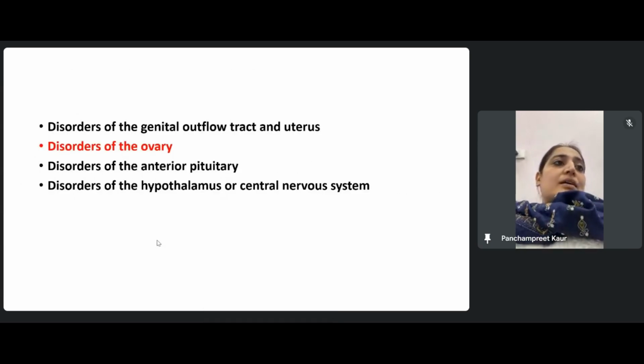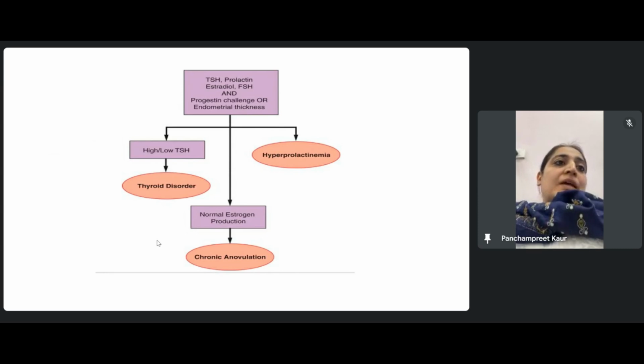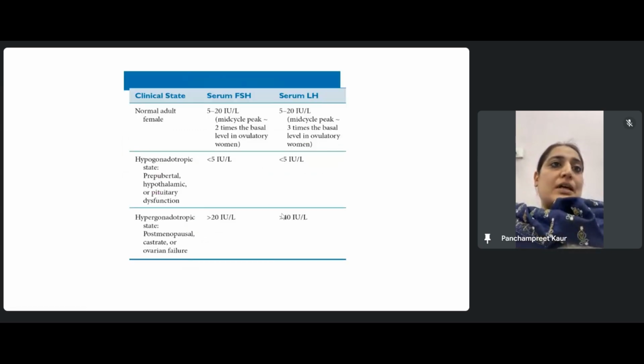So coming on to the second compartment, the disorders of the ovary, we have already seen that if the outflow tract and the uterus are normal, we screen for these tests: the thyroid, prolactin, estradiol, FSH. We give the woman a progesterone challenge test. If it fails, we can also give an estrogen plus progesterone challenge, or we look at the endometrial thickness. If the thyroid is high or low, we come to a diagnosis of thyroid disorder. Similarly, for hyperprolactinemia, if the prolactin is high and the estrogen secretion is normal, it can be because of chronic anovulation. So she might need a progesterone in that case.